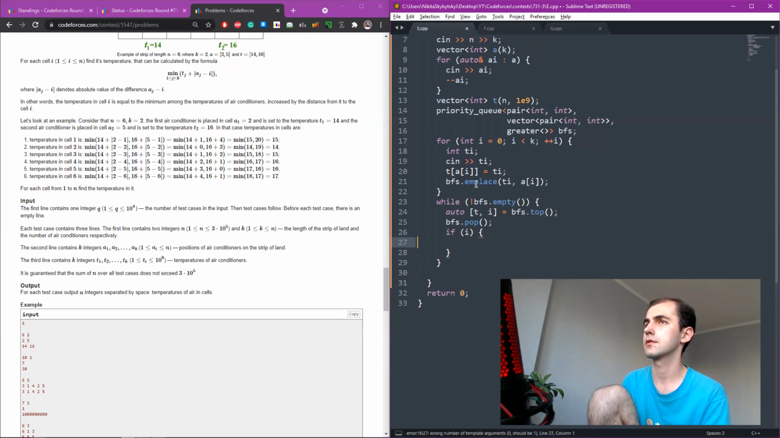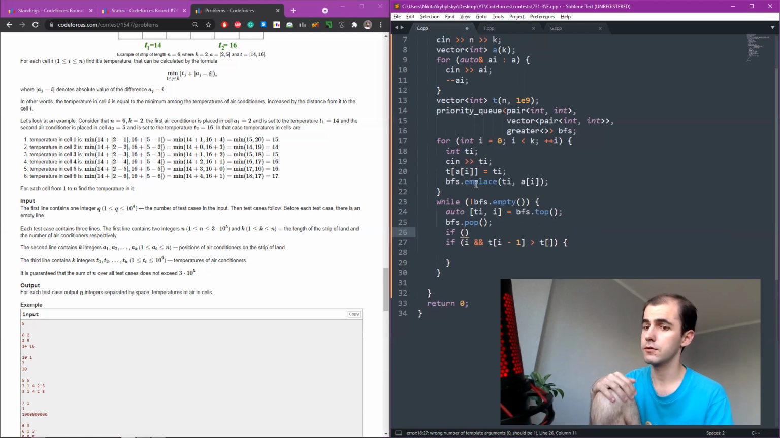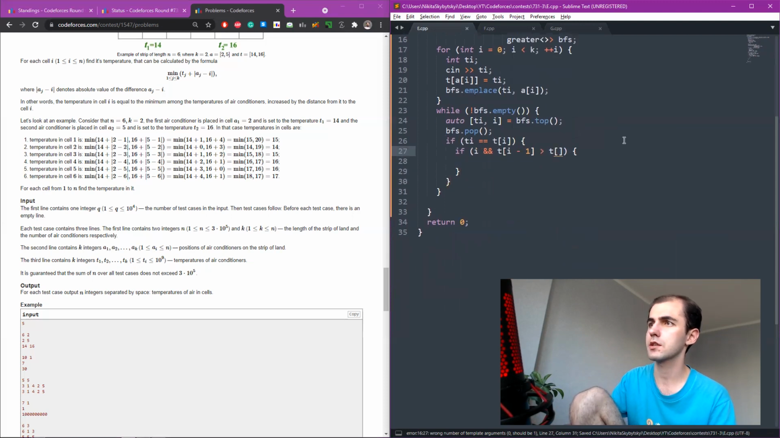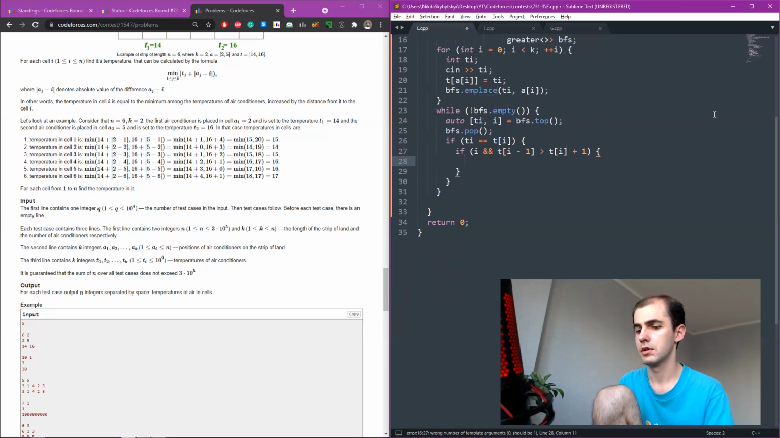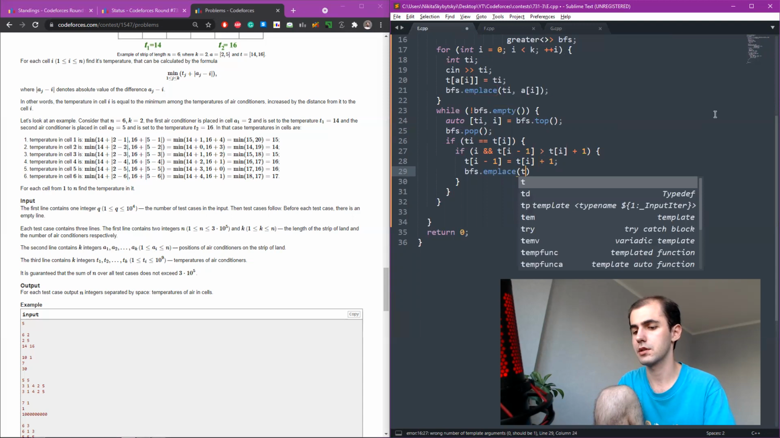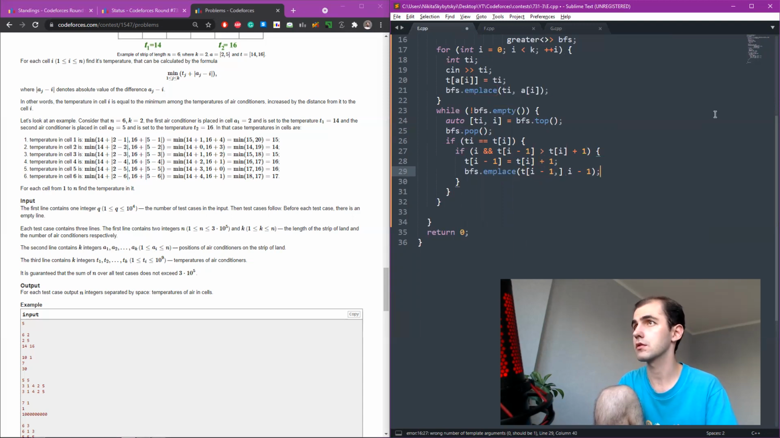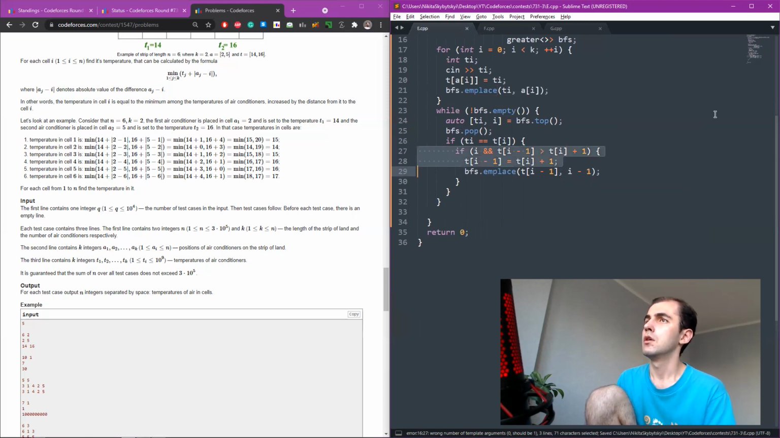That can be just this, right? If this and temperature at I-1 is greater than temperature. First of all, if Ti is equal to Ti, otherwise we make extra iterations, I believe, like here. If Ti plus 1. Ti minus 1 should get Ti plus 1. In the BFS we should place T I minus 1, I minus 1.